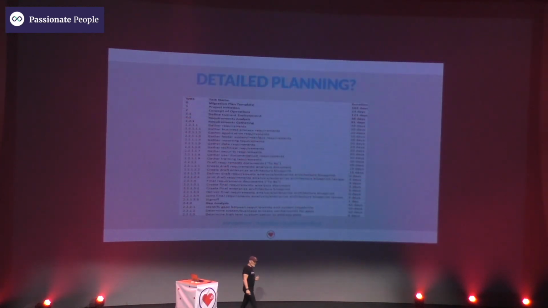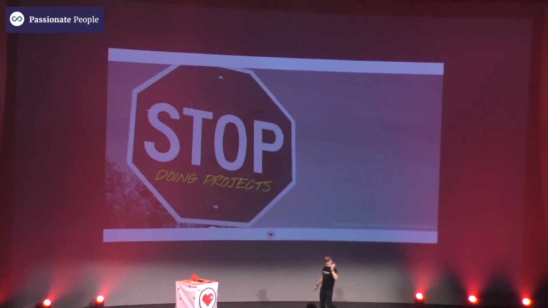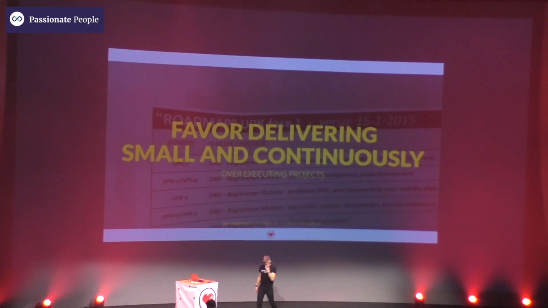Also, if you have detailed planning in your organization, in your team, get rid of it. This doesn't really work where we are. Basically, the message should be, stop doing projects. Because it doesn't work in a chaotic and complex situation, where most of us are in, right? What you should do is you should favor delivering in small pieces.